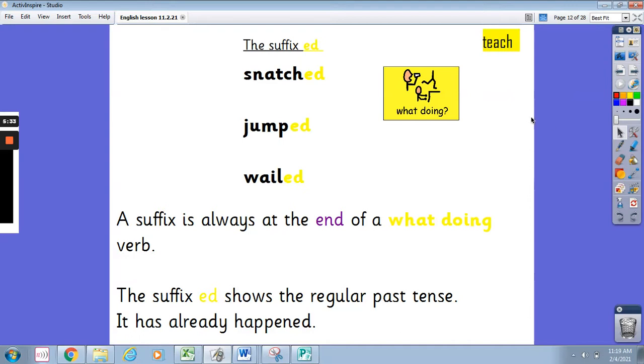So today we're going to be focusing on using the suffix ed. So I'm going to show you some of them now. Snatch turns into snatched. Jump turns into jumped. Wail turns into wailed. A suffix is always at the end of a what doing verb. The suffix ed shows the regular past tense and it has already happened.